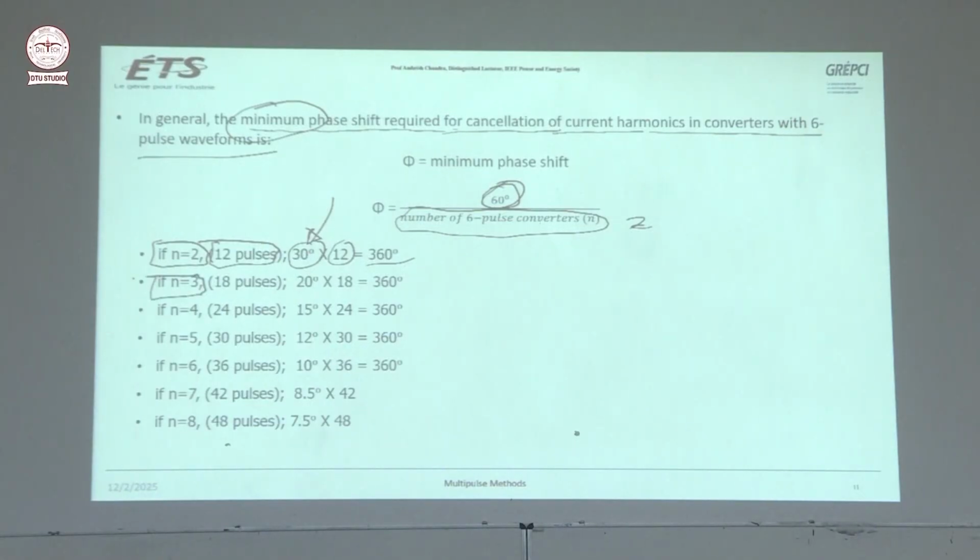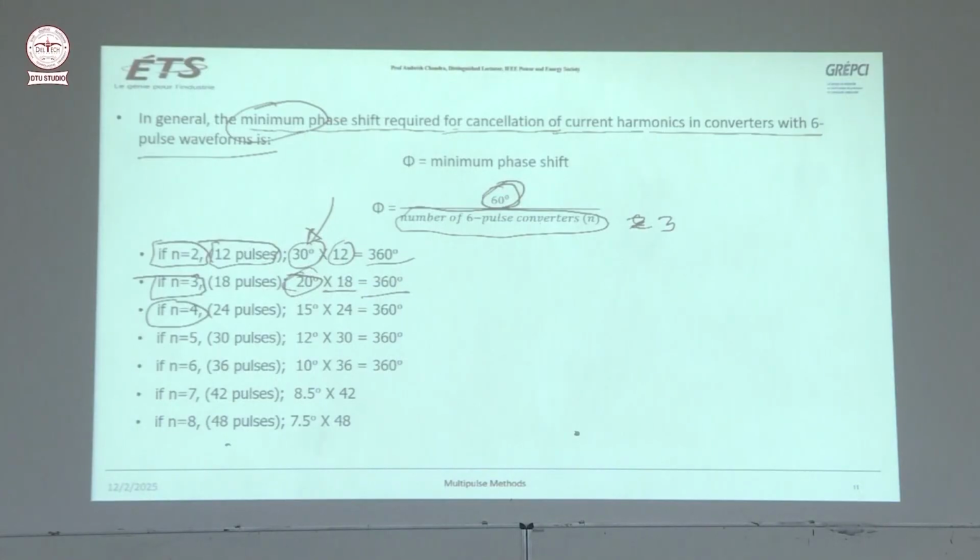If you have 3 converters, 6-pulse converters, then 60 divided by 3 will give you a 20-degree phase shift. So if you have 3 6-pulse converters, you need a minimum of 20 degrees. You can have more, but minimum you need a 20-degree phase shift. And 3 6-pulse converters means 18 pulses, right? So 18 multiplied by 360 degrees.